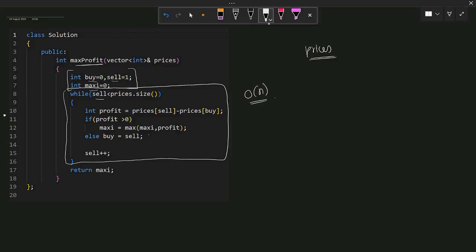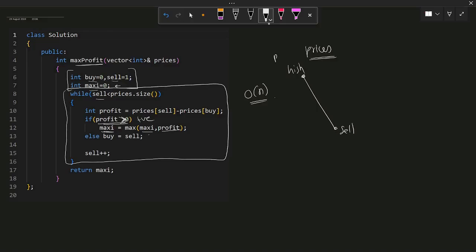We'll run this loop, and if we get a profit, right, you could put your profit greater than or equal to 0, but you can also put greater than 0, as we are initially setting maxi to 0, right? If we get a positive profit, then we will compare with the maxi value and put the maximum value in the maxi. What if we don't get a profit? We initially buy the stock at a high price and sell it at the low, then we'll get a negative profit.